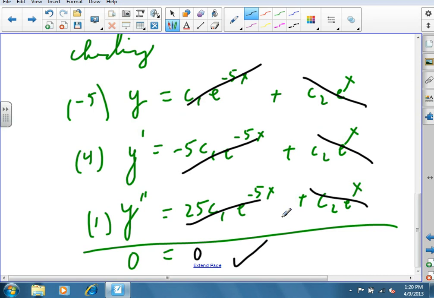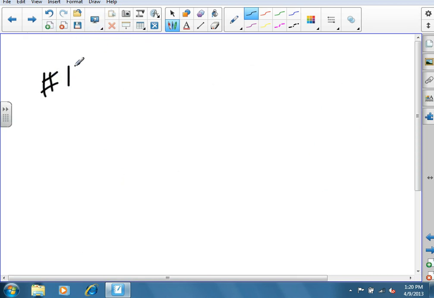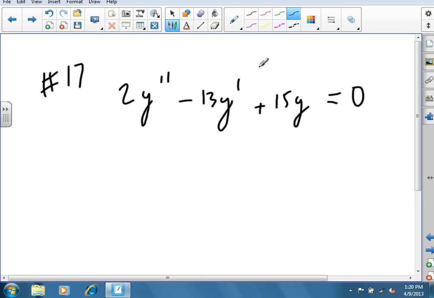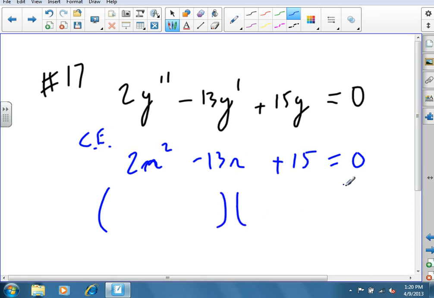Okay, I'm looking at problem number 17. I've got 2y double prime plus 13y prime plus 15y is equal to 0. I have a characteristic equation: 2r squared plus 13r plus 15 is equal to 0, and that factors maybe 2r, r.